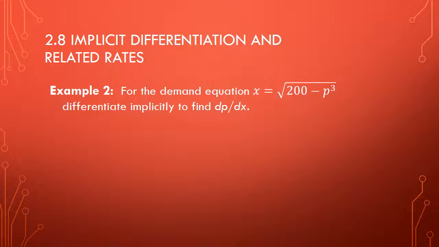Now notice the x is on the bottom. So when we take the derivative of x, that's fine. When we take the derivative of the p to the third, we're going to have to tack a dp over dx on there. So pause the recording, give it a try, and resume to check your answer.